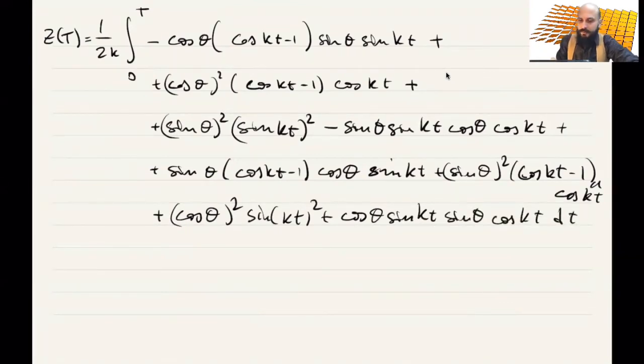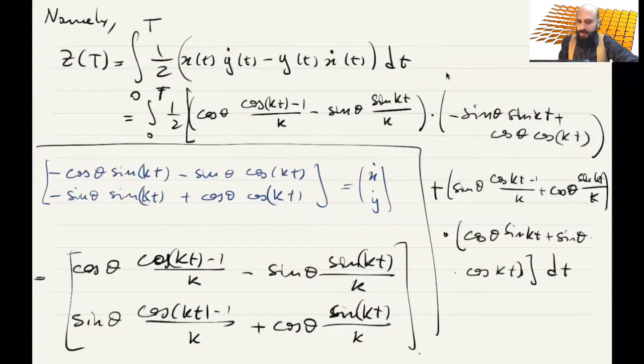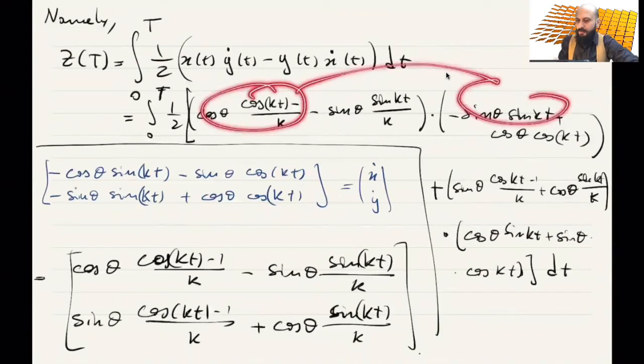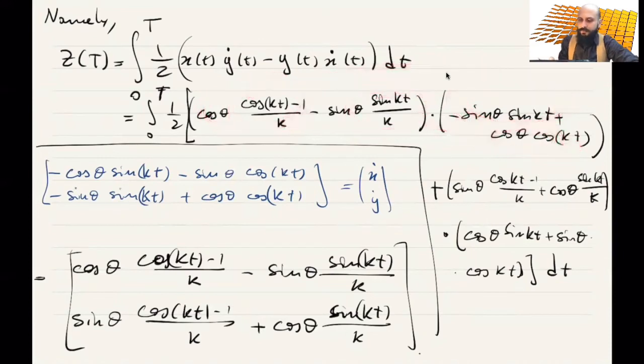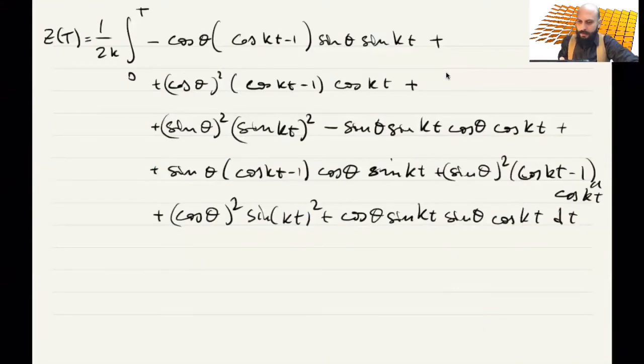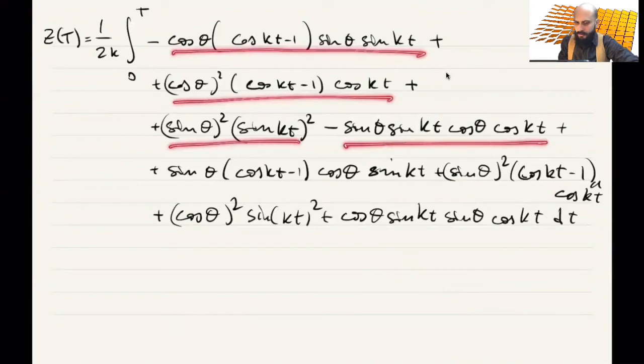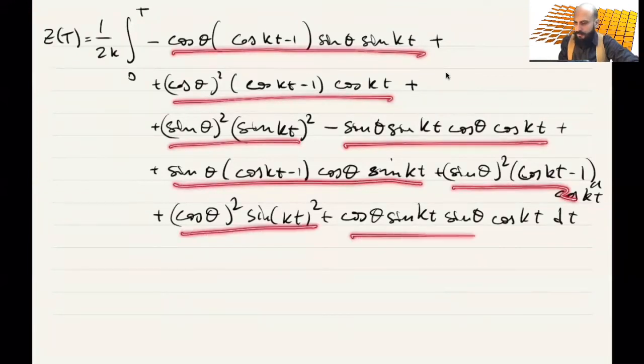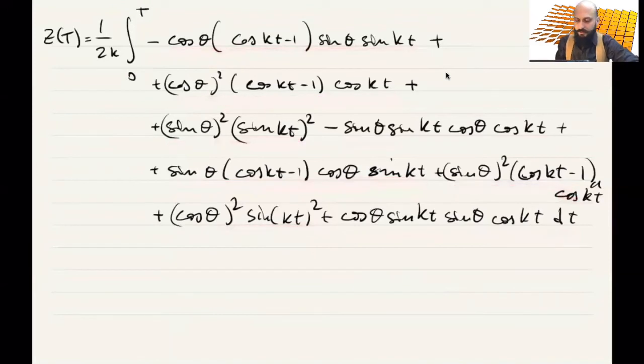So what I did, I just multiplied everything one by one. And okay, let's see if I have the correct number of terms, so 2 times 2, 2 times 2. So 1, 2, 3, 4, 5, 6, 7, and 8. Okay, these are the correct number of terms.